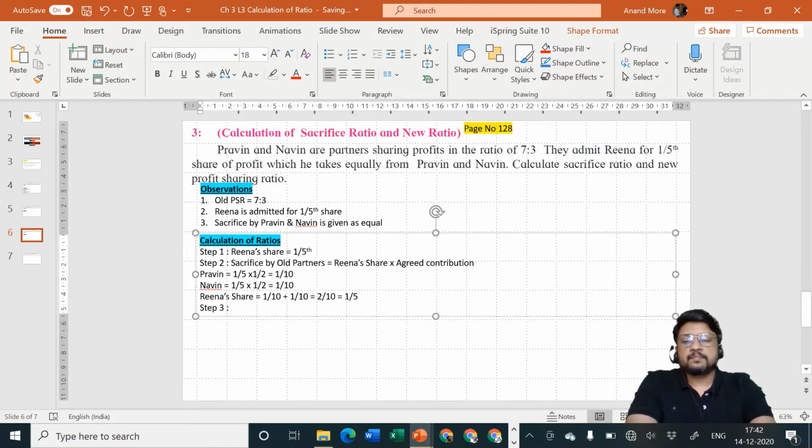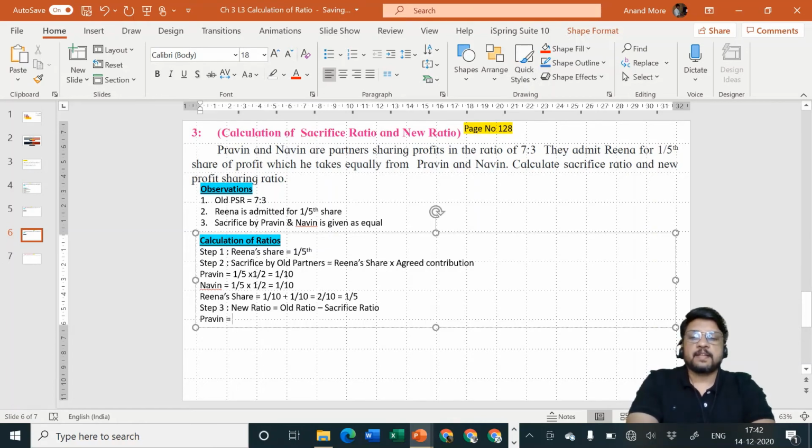Step number 3, I'll specify old ratio, sacrifice ratio. Oh sorry, new ratio. Sacrifice ratio we have calculated just now. New ratio is equal to old ratio minus sacrifice ratio. So first one is Praveen. For Praveen, old ratio was 7:3, so 7 by 10 minus sacrifice is 1 by 10, that goes to 6 by 10.